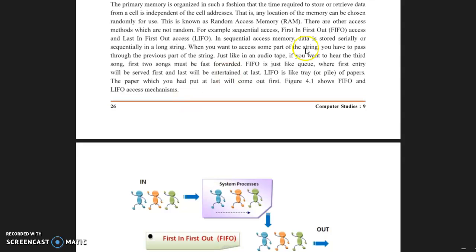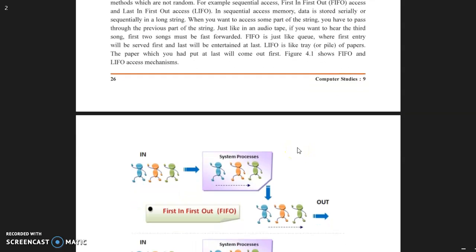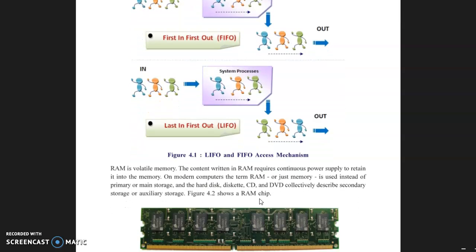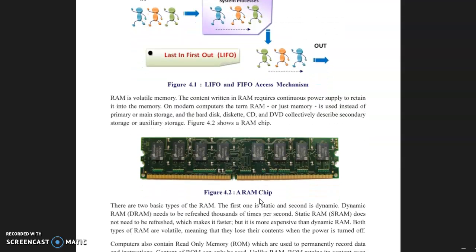LIFO is like a tray of papers. The paper which you put last will come out first. See, this diagram explains it properly. When we enter green, orange and blue, in FIFO green will come out first, then orange and then blue. So this is a simple first in, first out. Now LIFO: green, orange, blue go in, but blue comes out first, then orange and then green. So that's the simple difference. LIFO is like a paper tray in which pieces of paper are stacked.